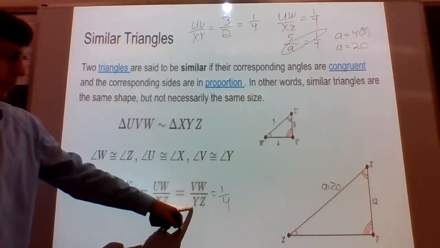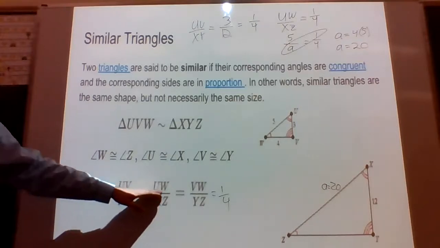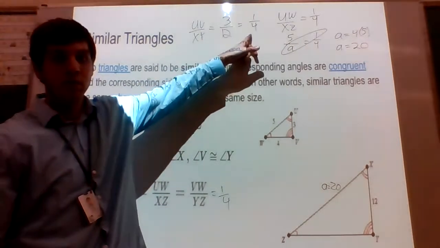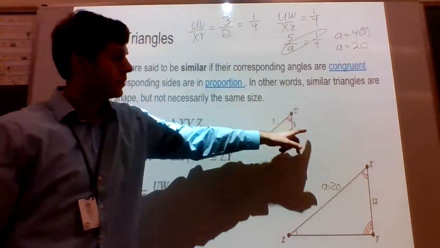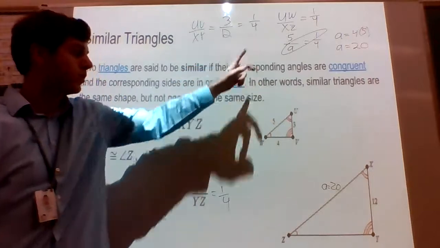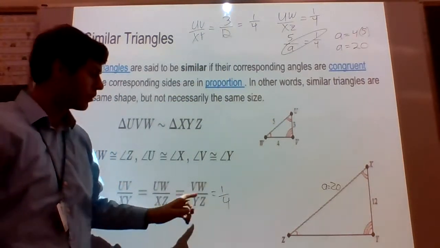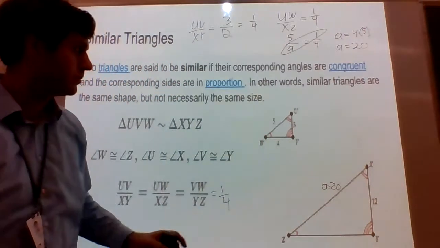We know VW over YZ is also going to be 1/4 because the ratios are all equal, and we know the ratio of UV over XY was 1/4. They gave us UV and XY, so we could find that the ratio is equal to 1/4, which means the other ratios are also equal to 1/4. Again, the ratios are comparing the corresponding sides of the triangle.